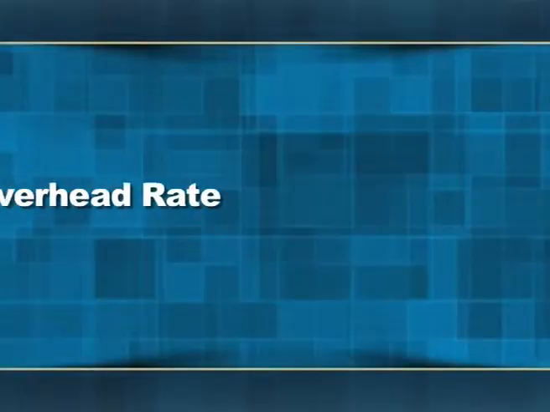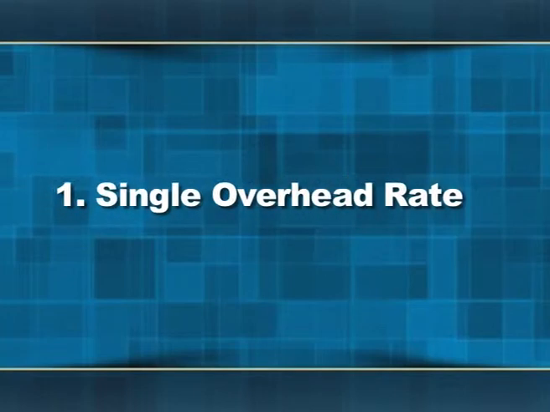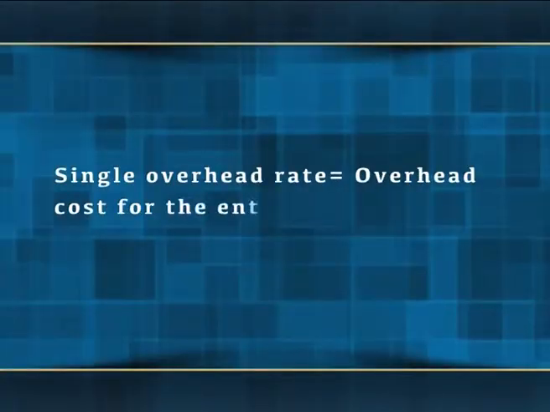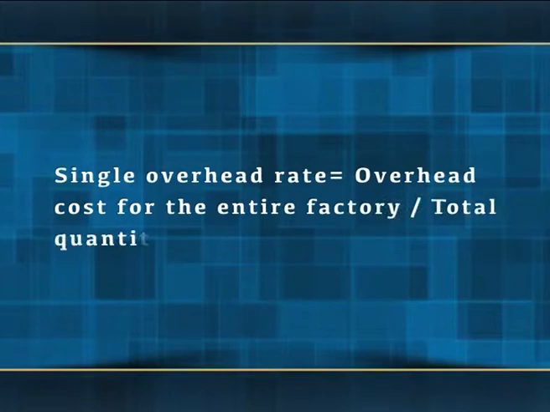Now let us look at the types of overhead rate. 1. Single overhead rate. In this case, overheads are absorbed on the basis of one single rate. This method is applied in those cases where only one major product on a continuous basis is produced. It is also known as a blanket overhead rate. It is computed as: single overhead rate is equal to overhead cost for the entire factory divided by the total quantity of the base selected.